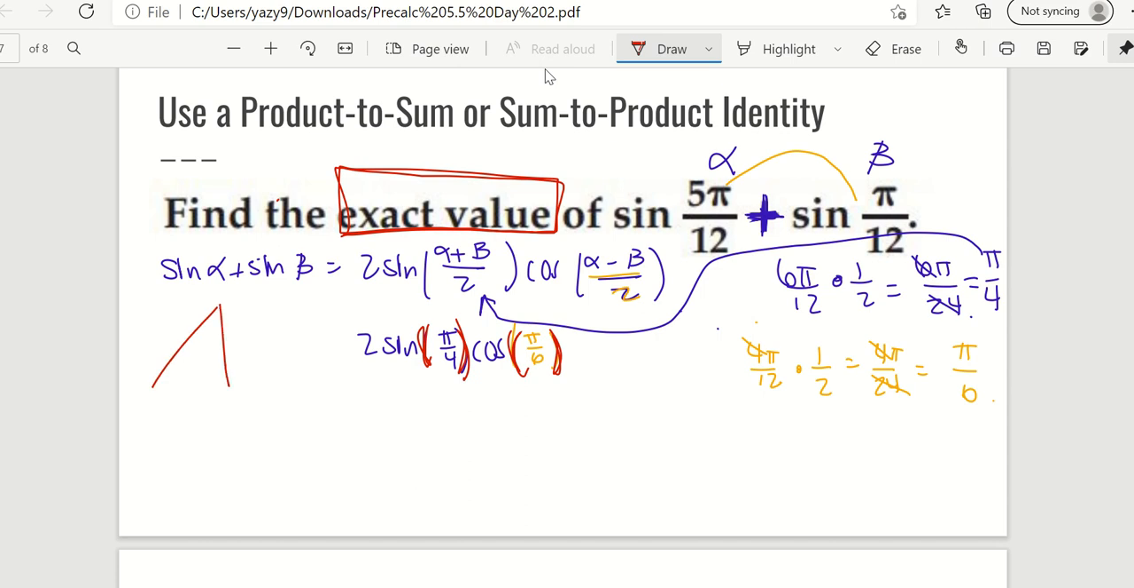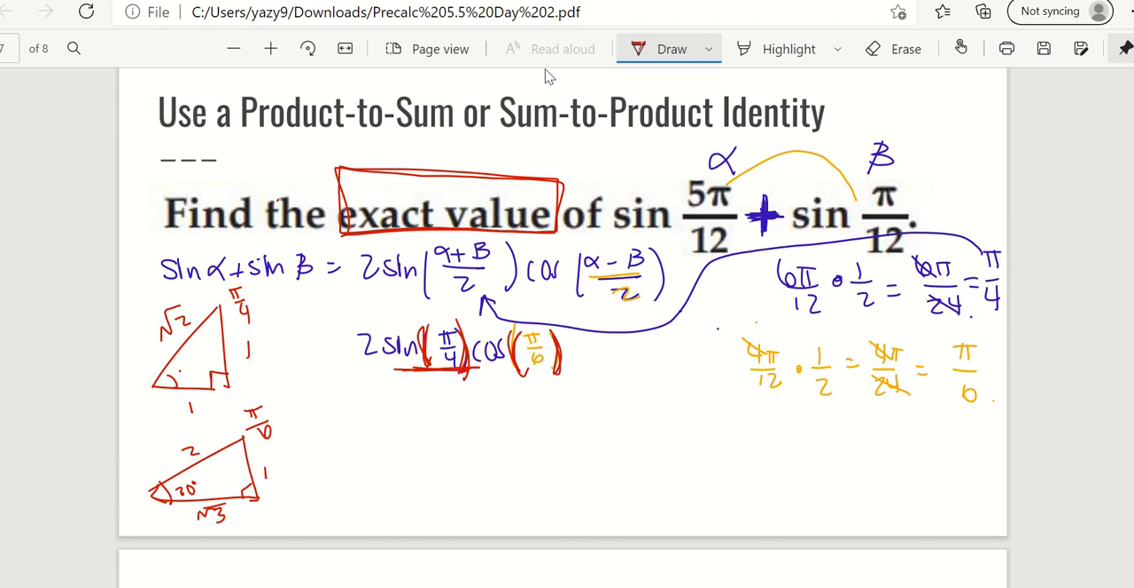So I'm going to draw pi over 4 right here, which is 1, 1, radical 2, and I know what a pi over 6 looks like. Pi over 6 is 30 degrees, so it's 1 across from here, 2 across from here, and radical 3 across from here.